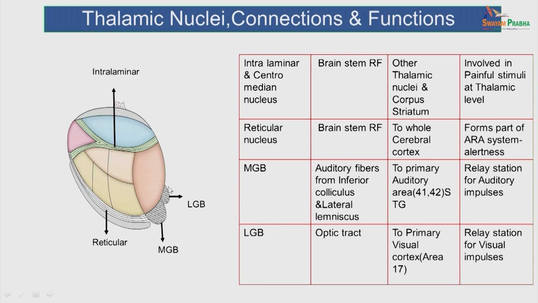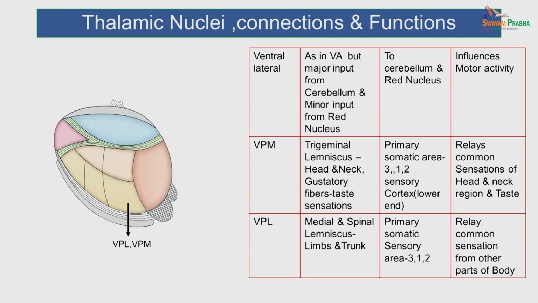Then you have the lateral geniculate body. It receives afferents from the optic tract, both crossed and uncrossed fibers from the retina, the temporal and nasal fibers are relayed in this one, and from there it is relayed to the primary visual cortex, area number 17 in the occipital lobe. So, it is a relay station for visual impulses. The other thalamic nuclei and their connections are the ventral lateral nucleus.